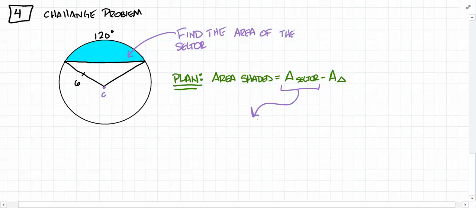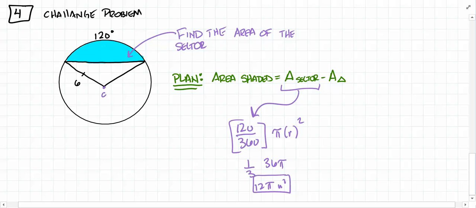X over 360. So we're going to do 120 out of 360, right? And we're going to multiply by the area, so that's pi times radius squared, right? So 120 out of 360 is a third, right? Okay, so I have a third times 36 pi, which means I have 12 pi units squared for the area of the entire sector. Do you guys agree with that?